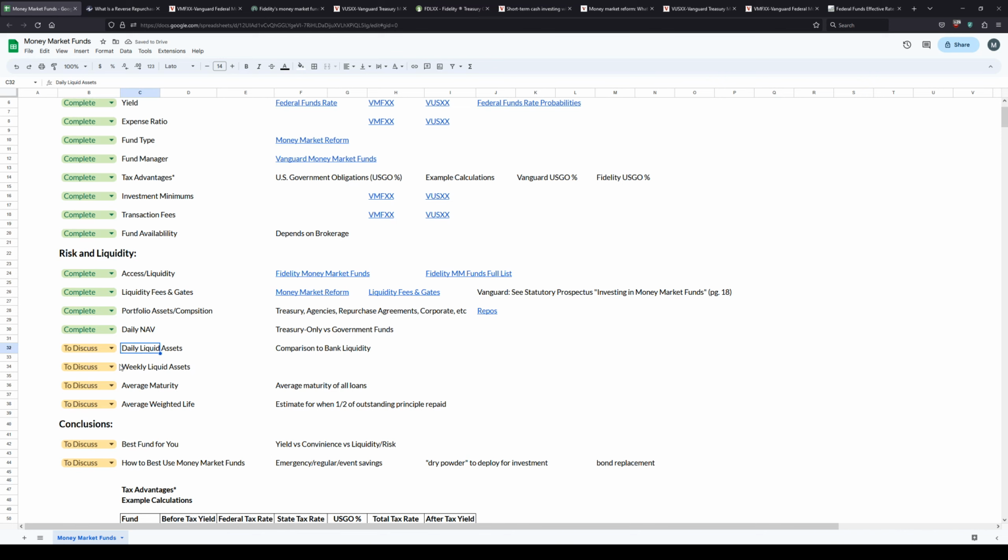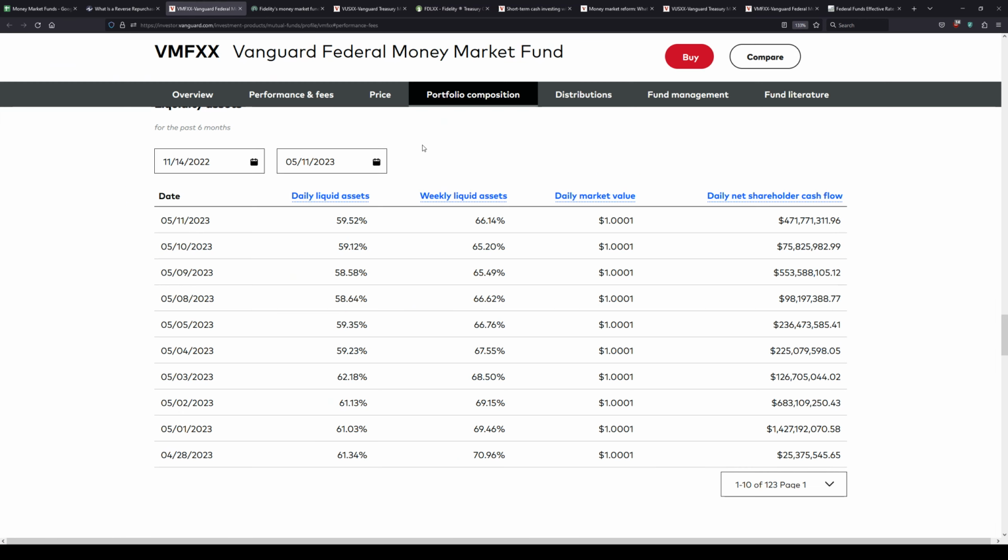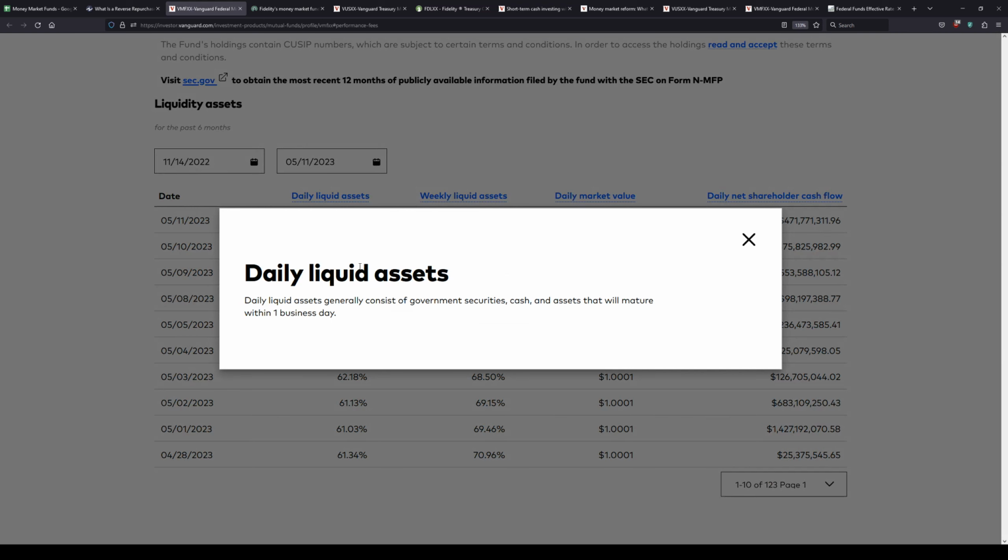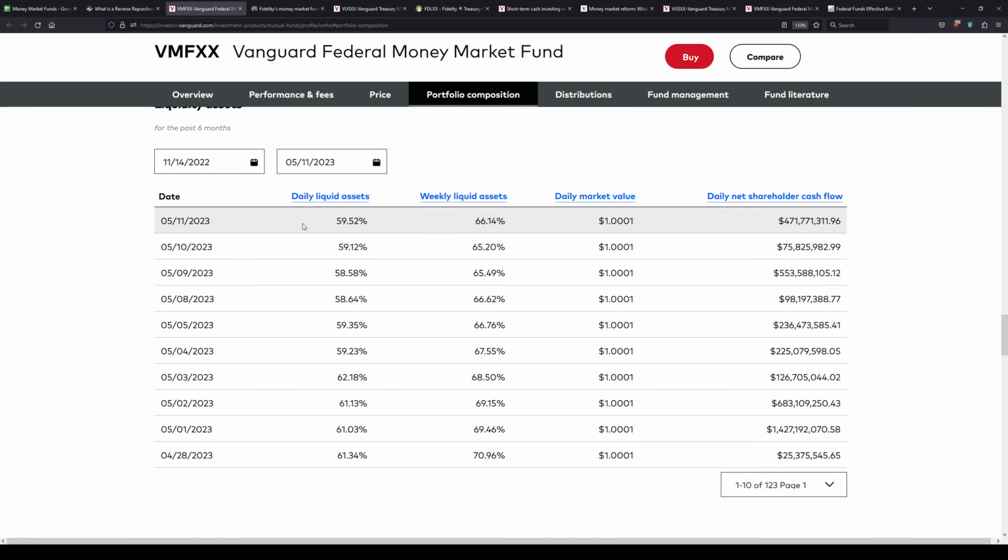Daily liquid assets and weekly liquid assets are two things we can cover together. Going back to the Vanguard Federal Money Market Fund, we can take a look at the daily liquid assets. So these are the assets that can be liquidated within 1 business day, whereas the weekly liquid assets, as we talked about before, will mature within 5 business days, or they become cash in 5 business days. So at this point in May of 2023, the fund has about 60% of its assets as daily liquid assets, or assets that mature within a day, and about 66, or 2/3, as weekly liquid assets.